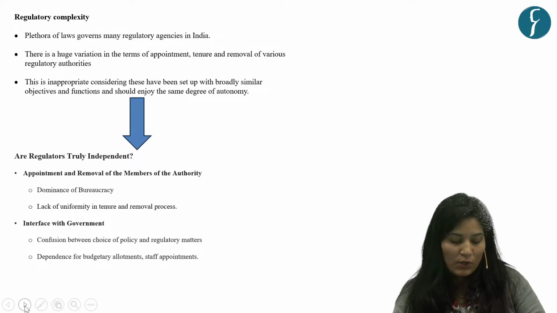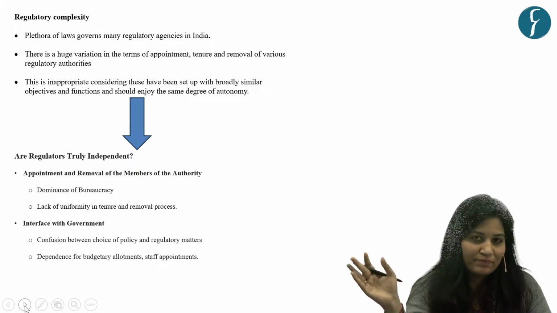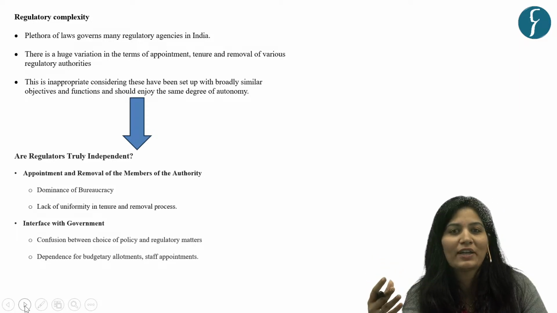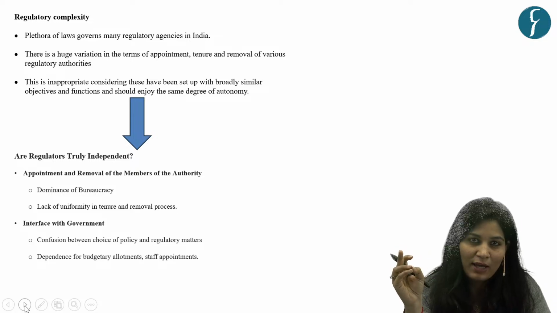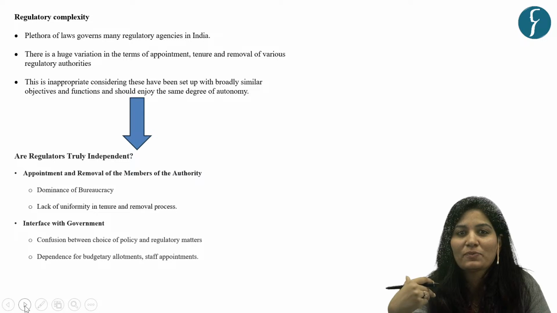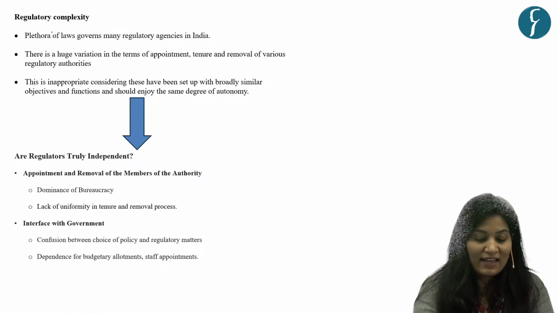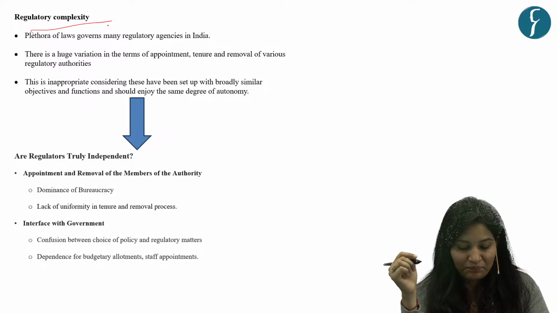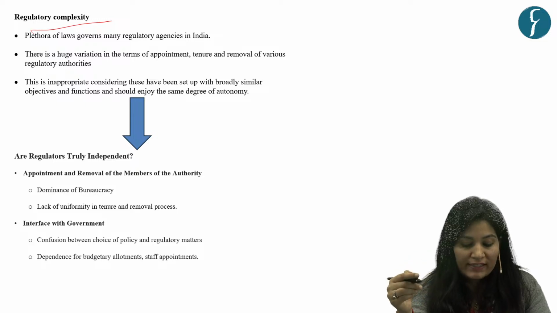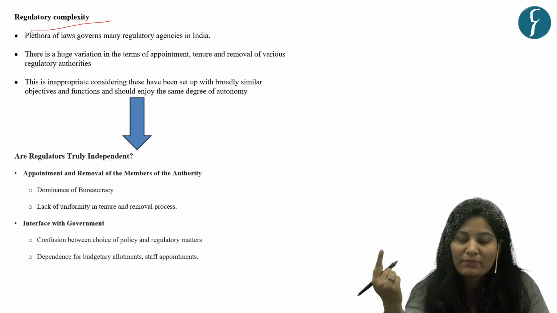So the objective of setting up these regulatory authorities is similar. The purpose of setting up these regulatory authorities is similar. But variation with respect to appointment, variation with respect to tenure is a cause of concern. That is regulatory complexity.